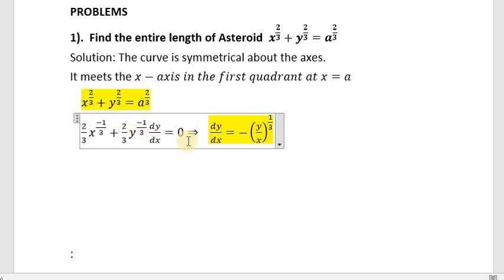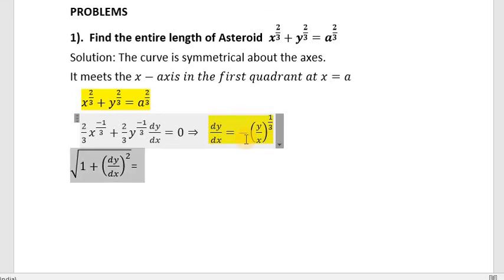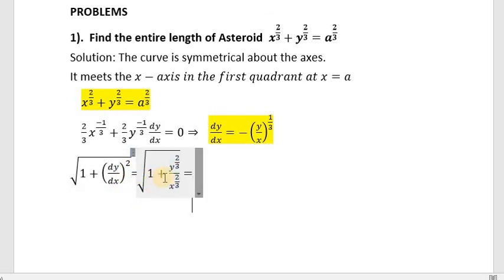Transferring the terms, LHS terms to RHS, and simplifying, dy/dx is equal to minus (y/x) whole to the power of 1/3. Now let us substitute this dy/dx in the formula, that is square root of 1 plus (dy/dx) whole square. So by substituting the value of dy/dx in this, we get square root of 1 plus (y/x) whole to the power of 1/3 whole square.